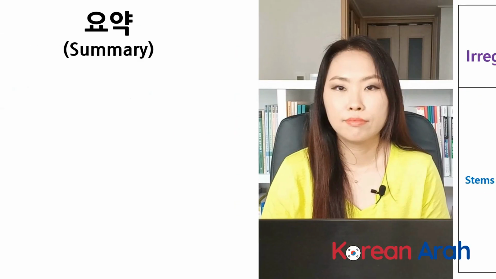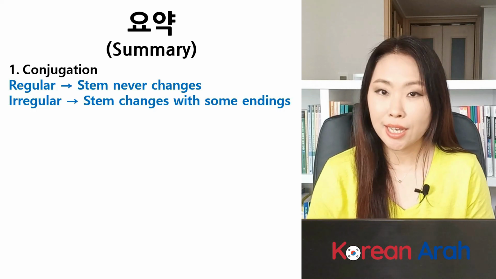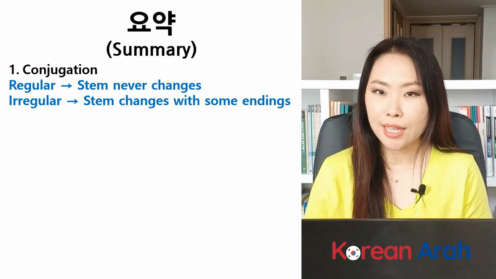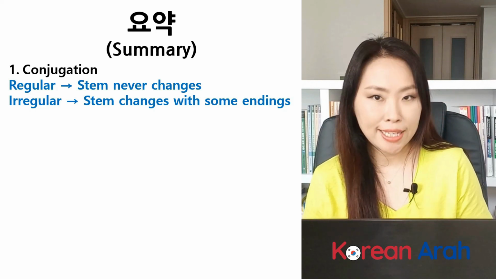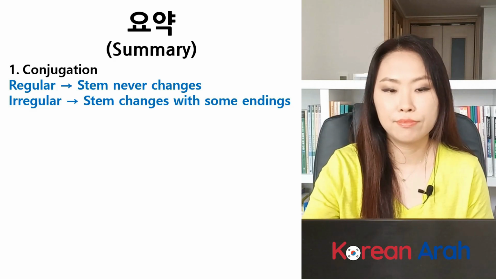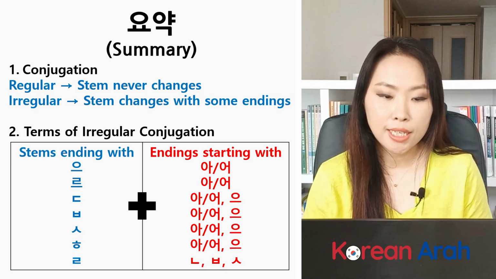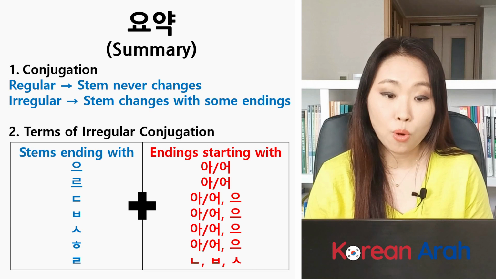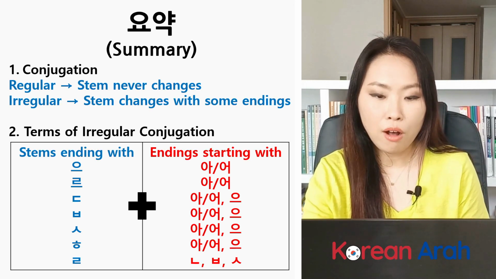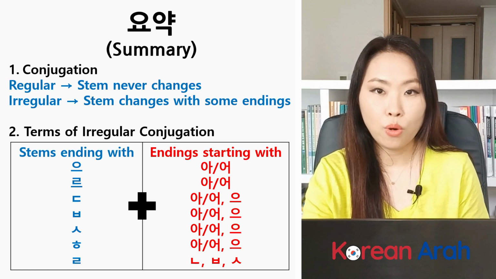Okay? To summarize, for regular conjugations, stem never changes. For irregular conjugations, stem changes with certain endings. In terms of irregular conjugations, stem ends with 으, 르, 디귿, 비읍, 히읗, or 리을, and ending starting with 아 or 어, or 으, and the consonant 니은, 비읍, or 시옷.